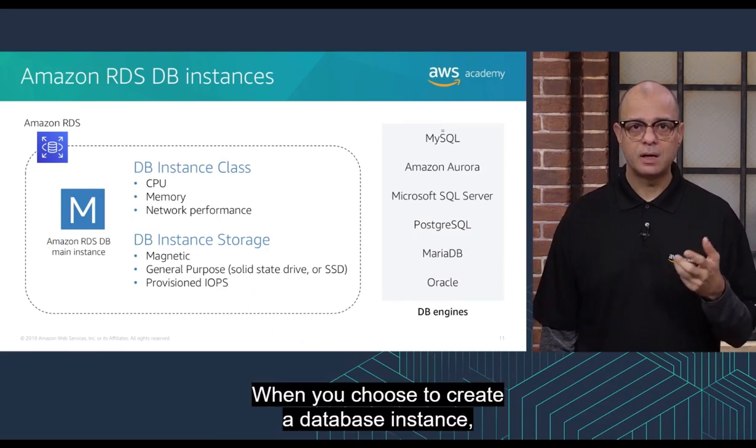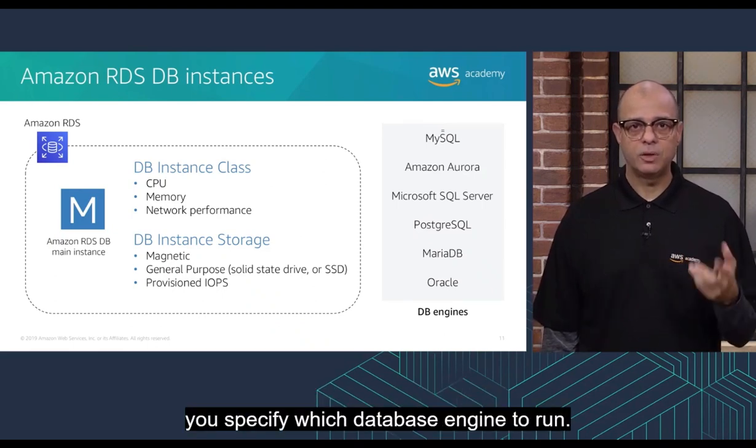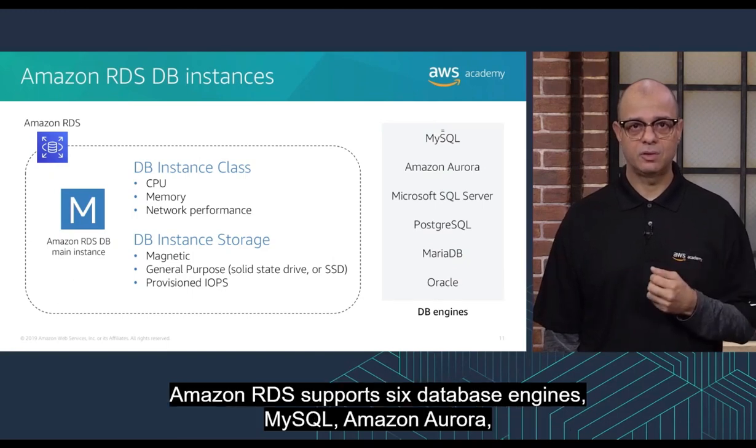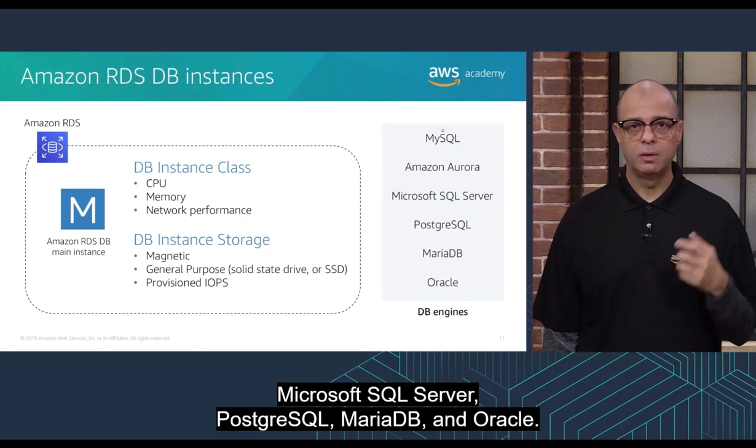When you choose to create a database instance, you specify which database engine to run. Amazon RDS supports 6 database engines: MySQL, Amazon Aurora, Microsoft SQL Server, PostgreSQL, MariaDB, and Oracle.